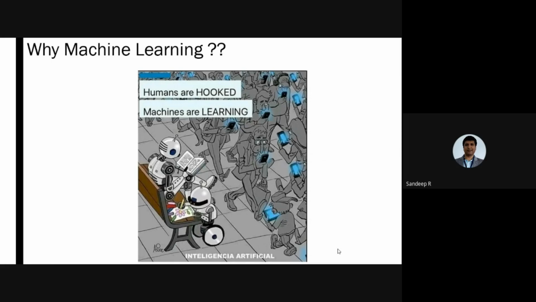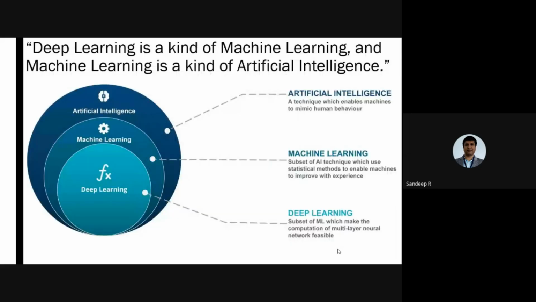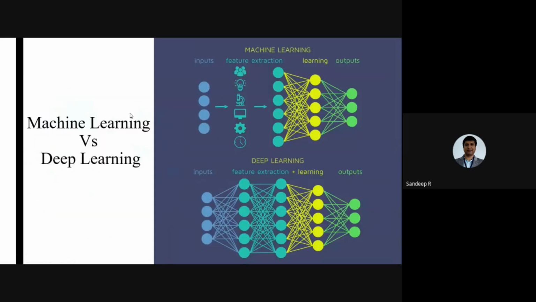So with these references and acknowledgement, let me start. I think most of you would have seen this: humans are hooked, that's why machines are learning. It's lighter, but it has more meaning to it. We know that deep learning is a subset of machine learning, and machine learning is a subset of artificial intelligence. But here I would like to stress the key difference between machine learning and deep learning.